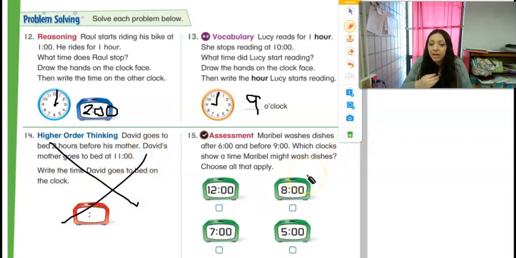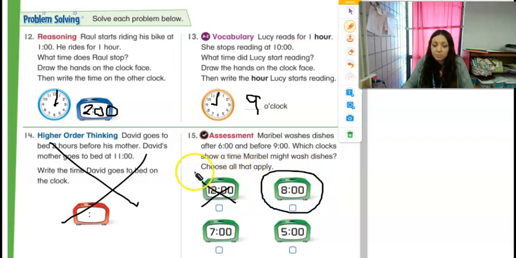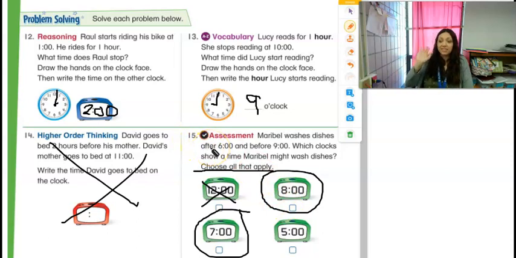And then Maribel washes dishes after 6 and before 9. Which clock shows a time that she can wash dishes? Okay, the first one says 12 o'clock. Is 12 o'clock between 6 and 9? No. What about 8 o'clock? Let's think about it. Between 6 and 9, I have 6. 8 o'clock would be a choice. But look, it has those tricky words. Choose all that apply. Okay, so let's try 7 o'clock. 6, 7 would work too. Very good. And then what about 5? It says after 6, and 5 is before 6, so we can't.